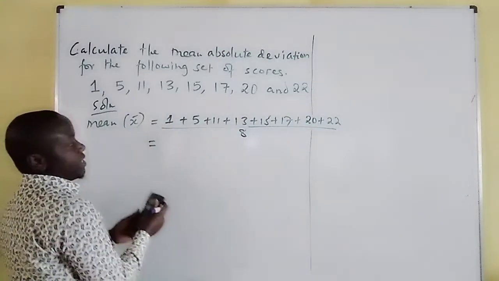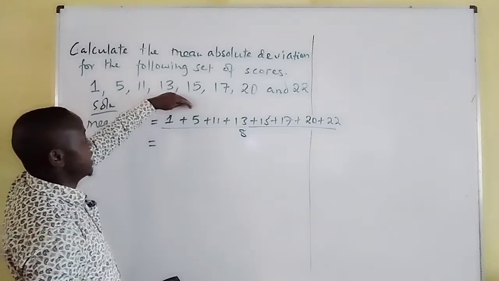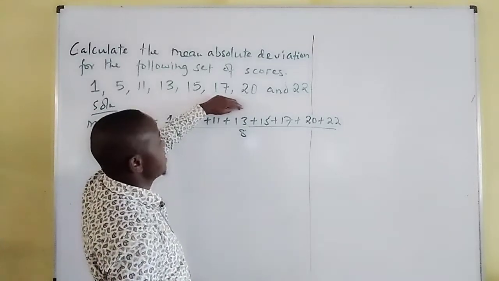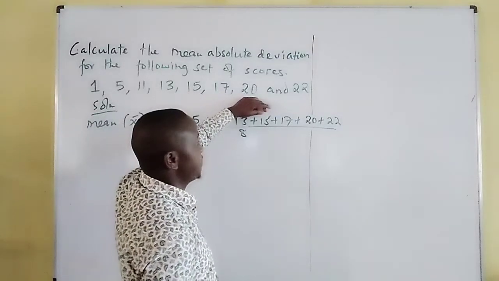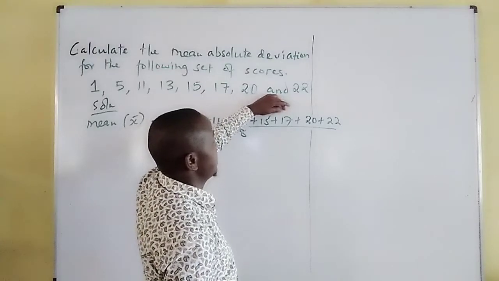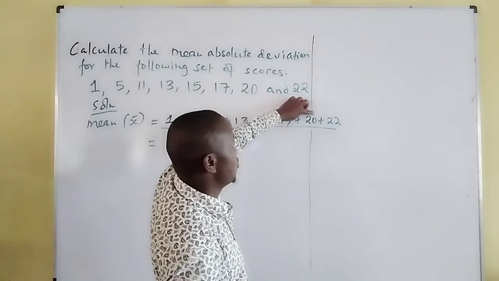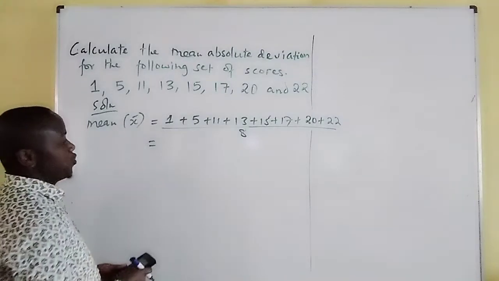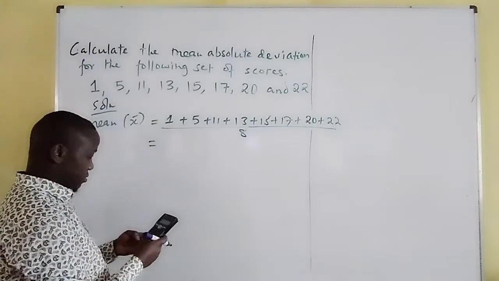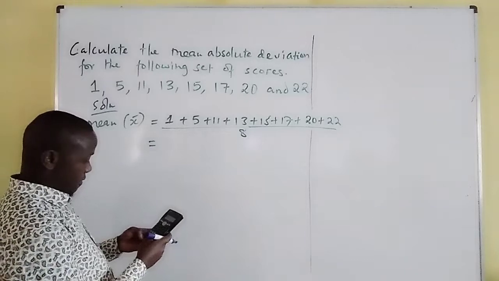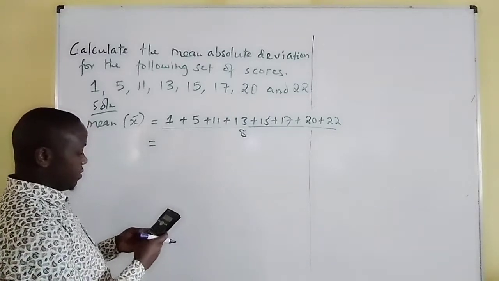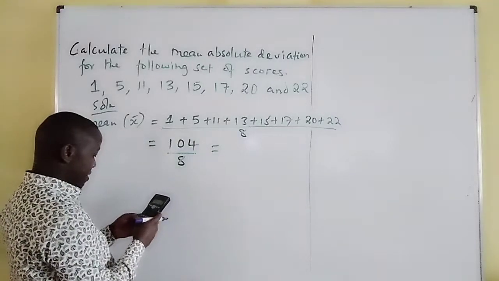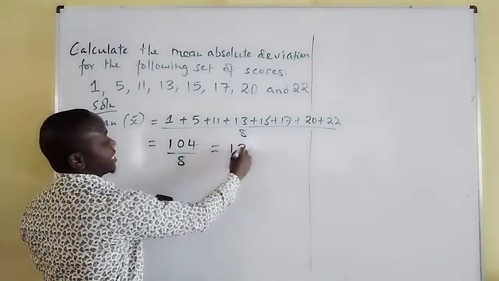Divide by 8. The total should be 1 plus 5, which is 6. 6 plus 11, 17. 17 plus 13 is 30. 30 plus 15, 45. 45 plus 17 is 62. 62 plus 20, 82. 82 plus 22 is 104, sorry. We divide by 8. So dividing by 8, this gives us a mean of 13.